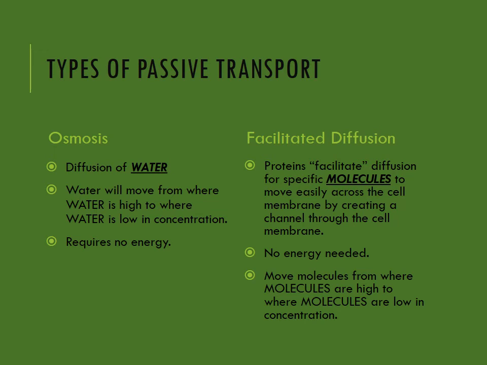Osmosis is a type of passive transport, and osmosis is only concerned with water. It's a diffusion of water. Basically, if water is in an area of high concentration, it will always try to go to an area of lower concentration. So if there's more water in the cell, water will move out of the cell. If there's more water outside the cell than in it, water will move into the cell. This requires no energy whatsoever.